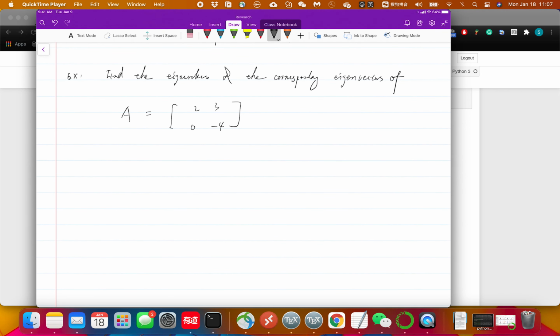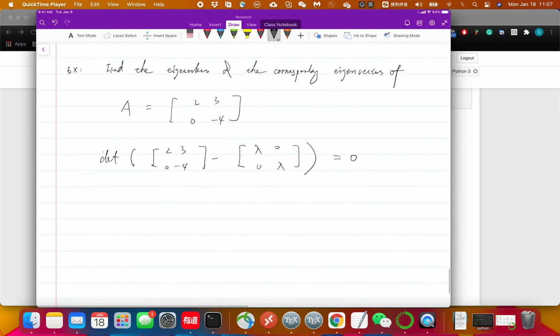So how do you do it? You take the determinant of A minus lambda I, and you want this to be 0. Note, when we say I, it basically means I equals [1, 0; 0, 1].